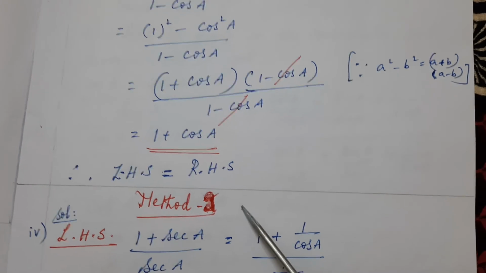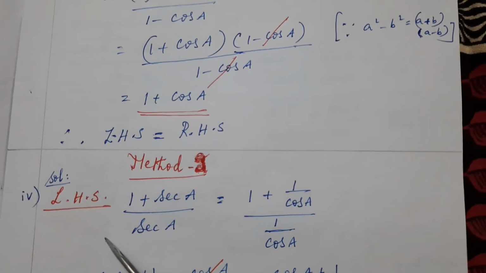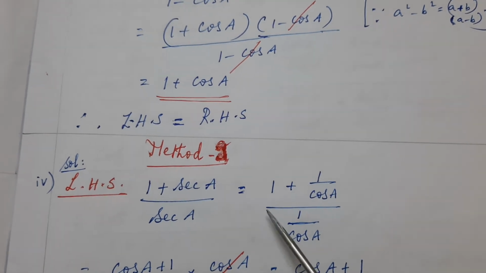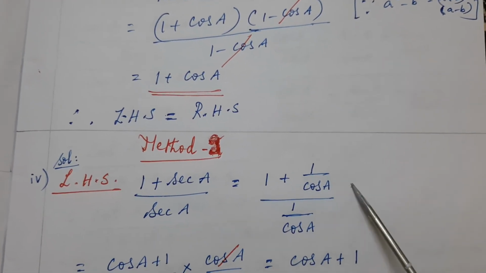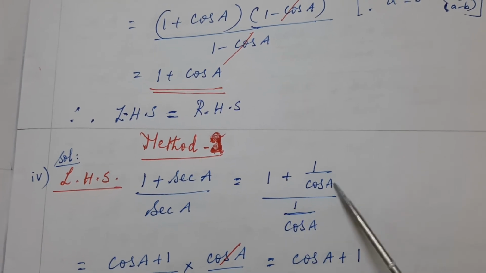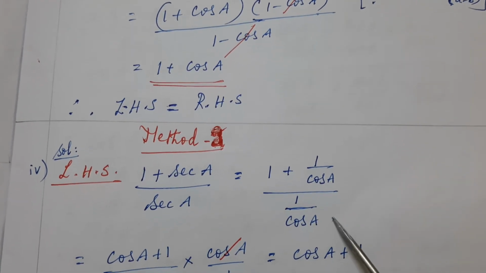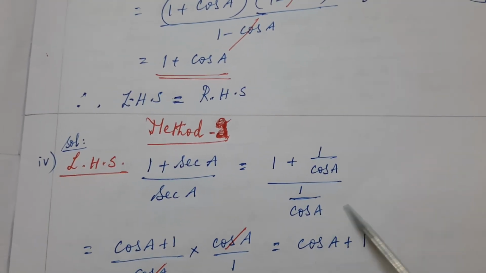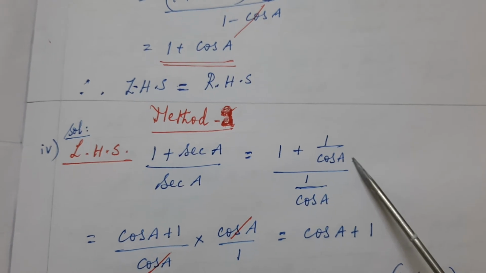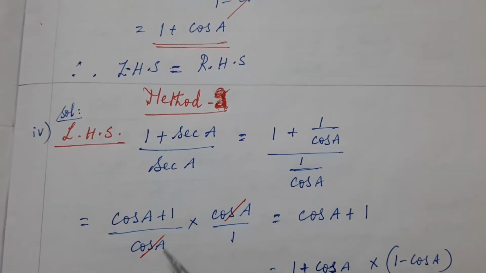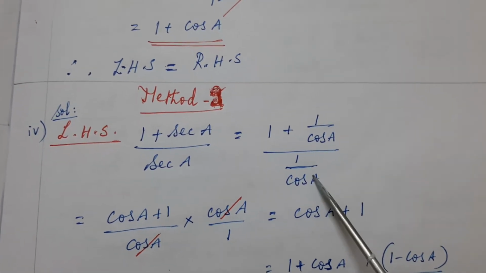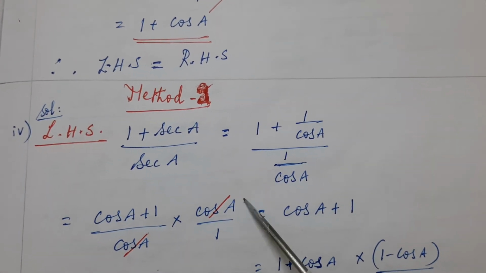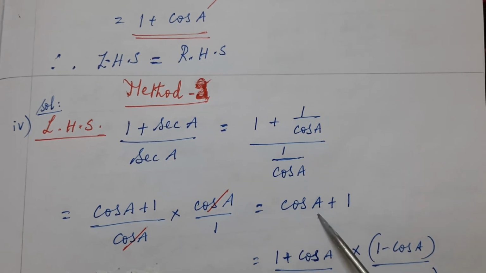Now the second method, what I have done is I have taken left hand side and proved to right hand side. So left hand side is 1 plus secant A by secant A, is equal to, I have written secant A in terms of cos, 1 plus 1 by cos A by 1 by cos A. Because I have to prove to sin square A by 1 minus cos A, so I have just written in this form. Now I am taking LCM and we get cos A plus 1 by cos A, and this becomes reciprocal into cos A by 1. The cos A and cos A get cancelled. You get cos A plus 1.